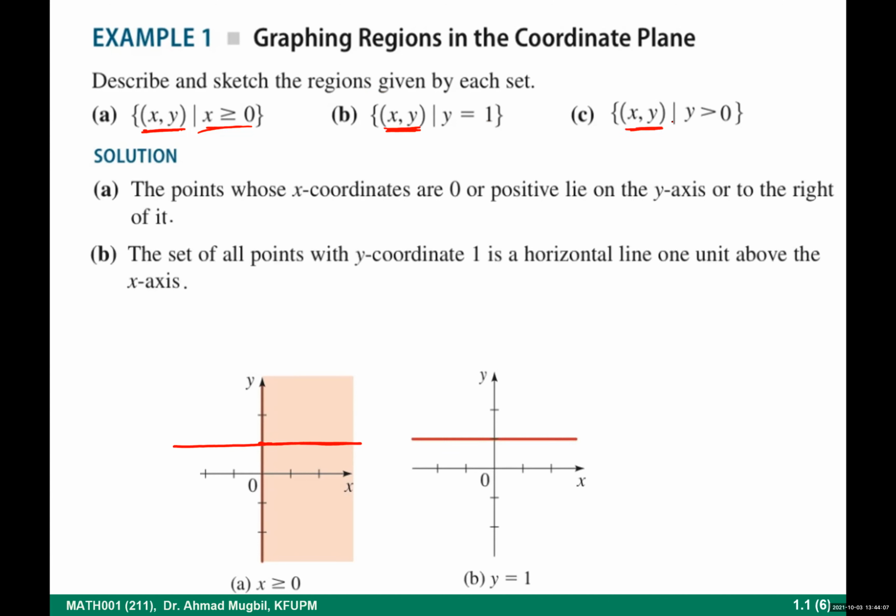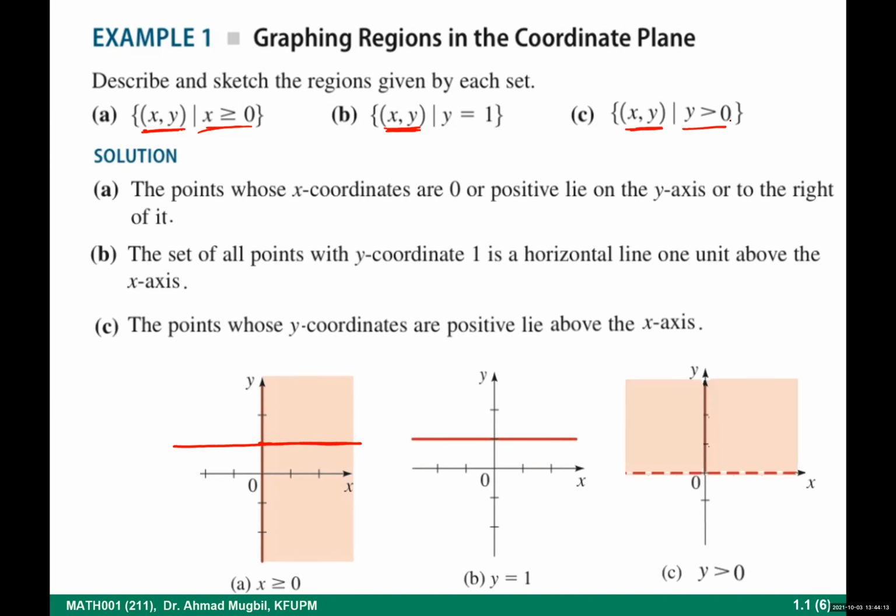All the points x and y such that y is greater than 0. This will be above the x-axis. Y is greater than 0 here. Here, y is less than 0. Here, y is equal to 0 on the x-axis. So it says strictly positive. So this means it is above the x-axis.